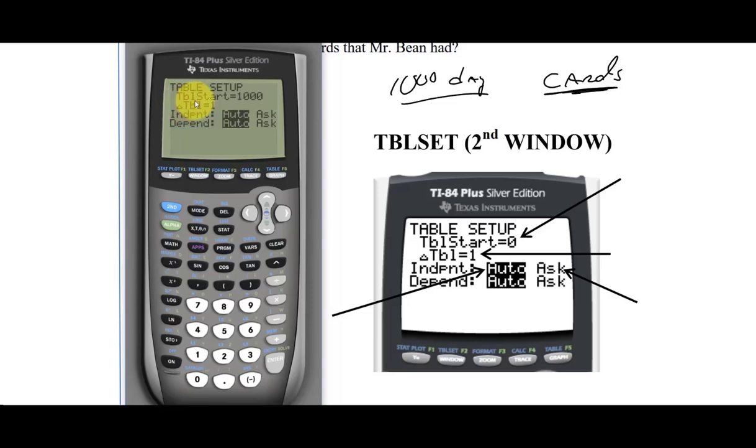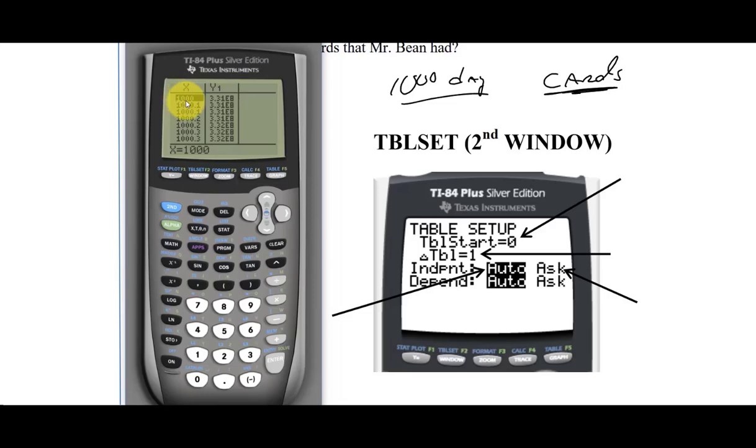Delta stands for the change. So on my table, you notice I was going up by ones. Well, I could go up by 50. Or I could change that to 20, or I could change that to 0.05 if I wanted to go up by that. And then I'll show you what happens with my table here.